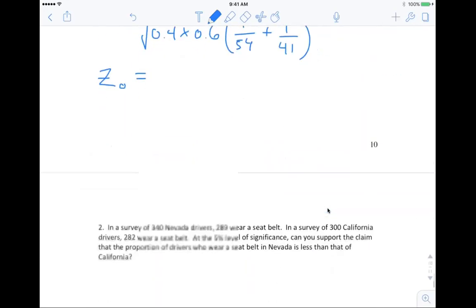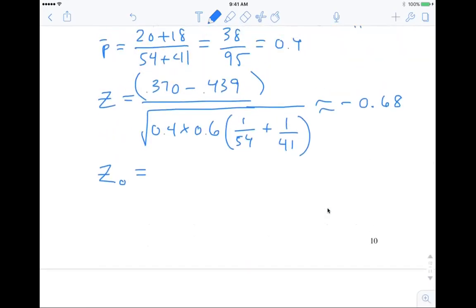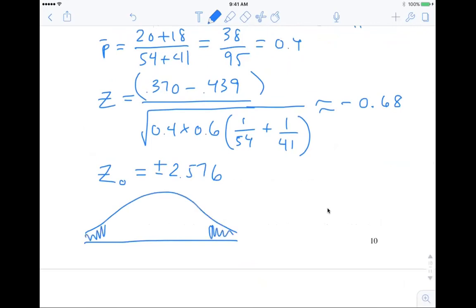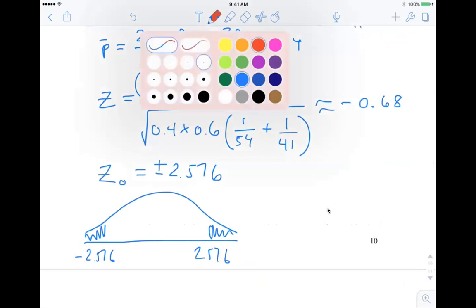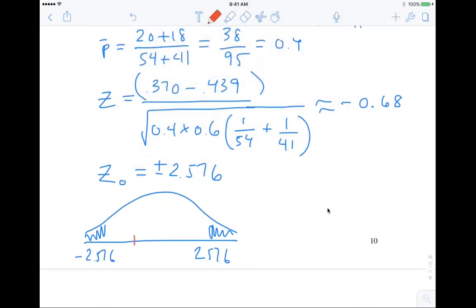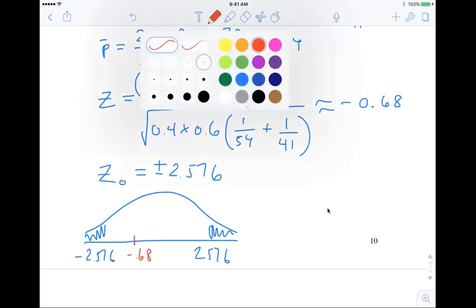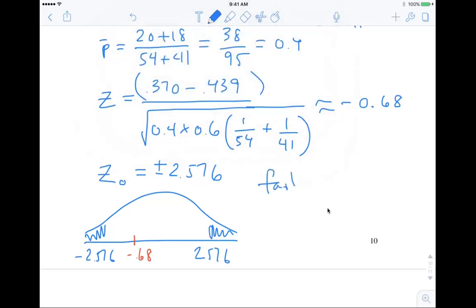So plus or minus 2.576. Okay, how does that work? I can draw it. Get your rejection regions going. And that z-score is not in there, right? So this is a fail to reject H sub 0, as you guessed it.